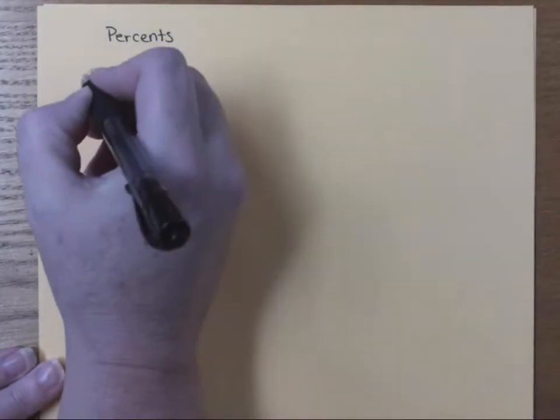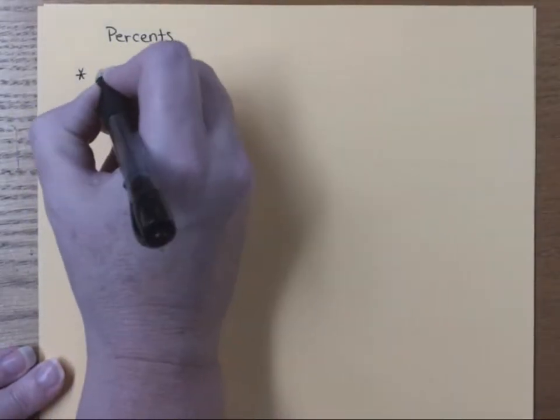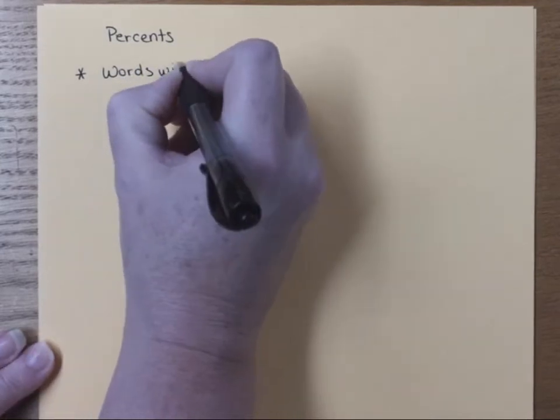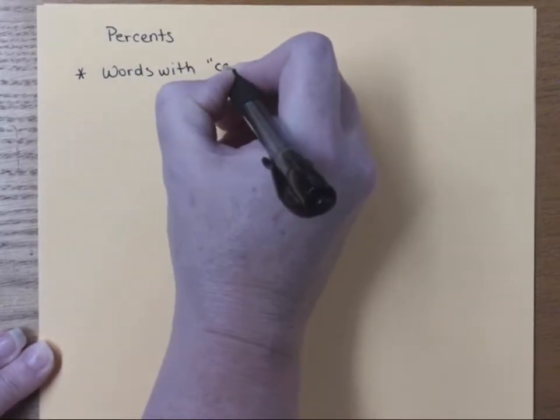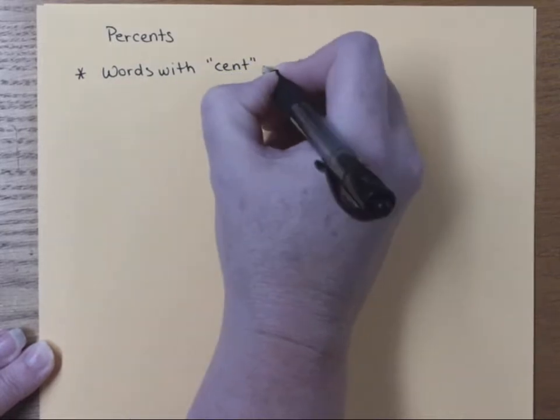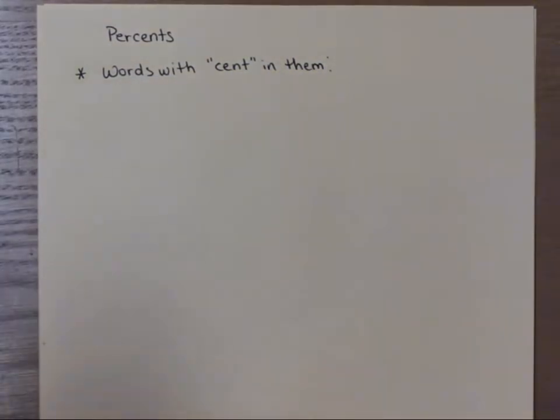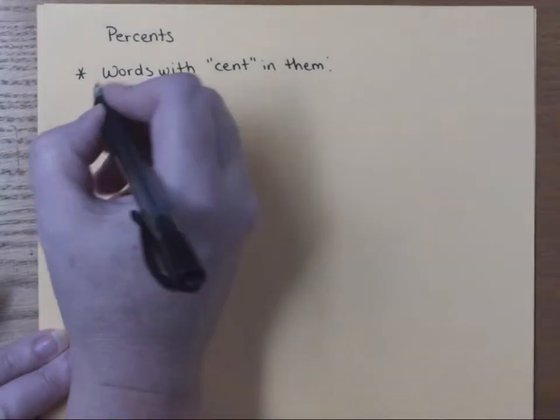All right, so we're going to start talking about percents. We're going to talk about this for a couple of videos, so we're just going to do a little bit of intro right now. First, I want you to brainstorm, maybe even pause the video and think of words with either the prefix or the suffix cent. Pause and maybe think of a few of those.